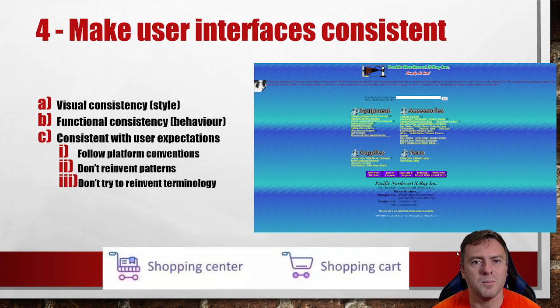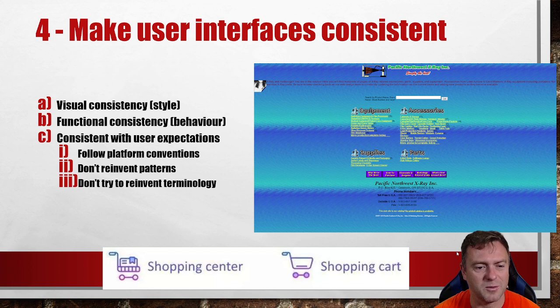Then we want to, number 4, make the user interface consistent. So when we do consistency, we've got to make sure that it's clear what the person's sort of dealing with. So visual consistency in the style, the functional consistency, the behavior. So if you click on a button, what happens? The consistency of the user expectations.